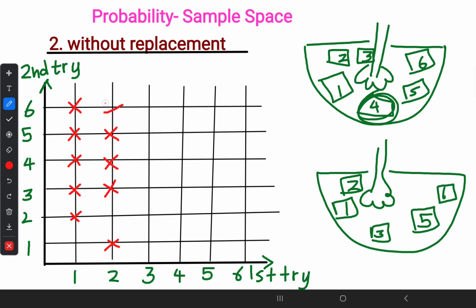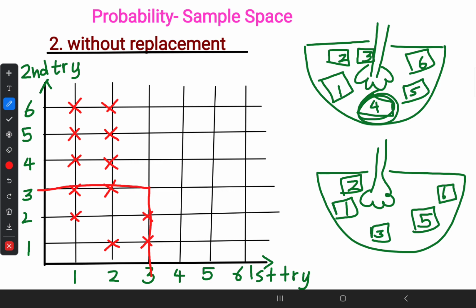2, 5, 2, 6. These are different numbers, so we can select them. There is a possibility. 3, 1: first try 3, keep it with you. Second try, you can select number 1. First try number 3, in second try, you can select number 2. Think about it. First try, you are selecting number 3, keep it with you.